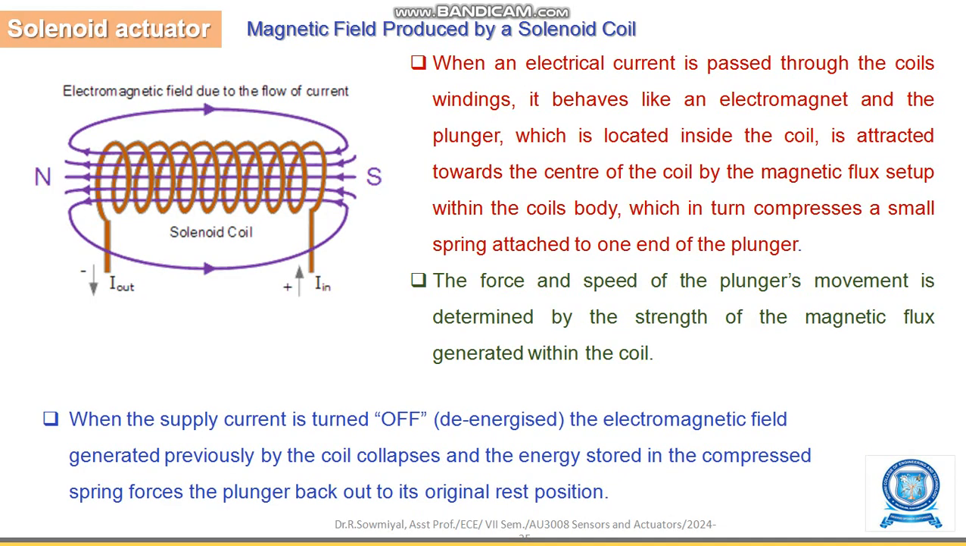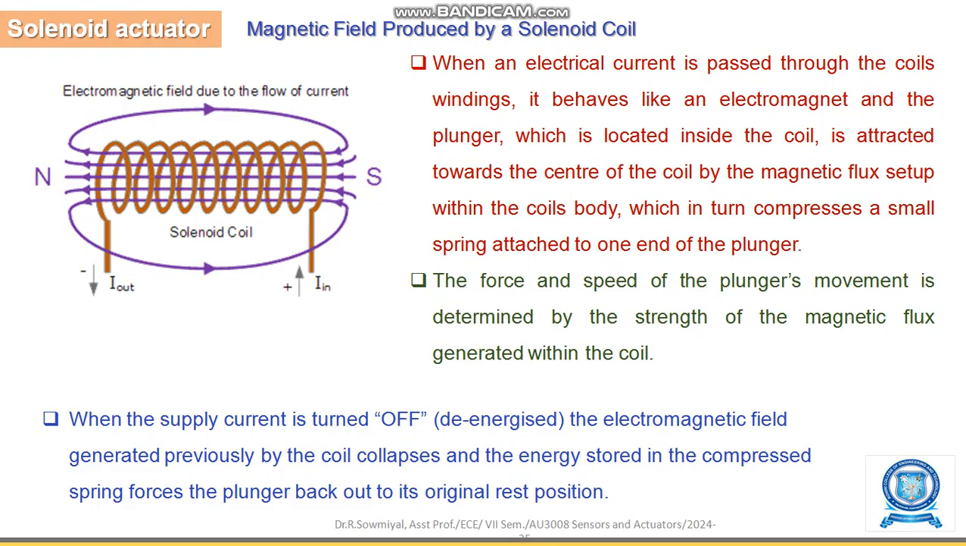de-energized. Magnetic field produced by the solenoid coil. When an electric current is passed through the coil winding, it behaves like an electromagnet. The plunger, which is located inside the coil, is attracted towards the center of the coil by magnetic flux set up within the coil body, which in turn compresses a small spring attached to one end of the plunger. The force and speed of the plunger movement is determined by the strength of the magnetic flux generated within the coil.